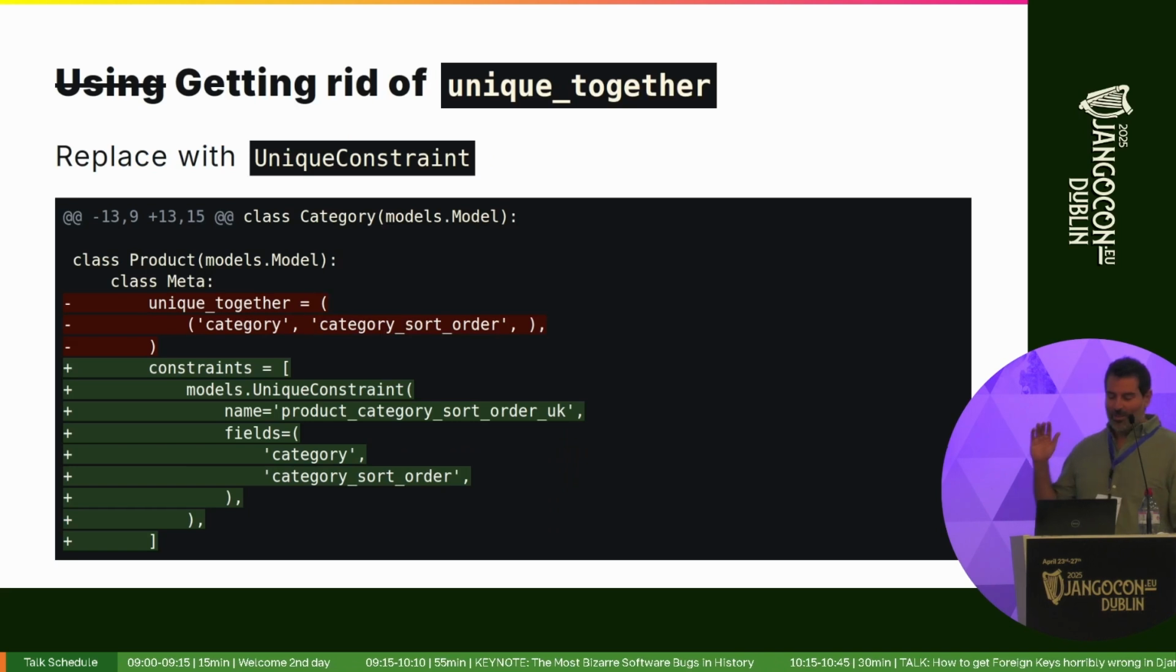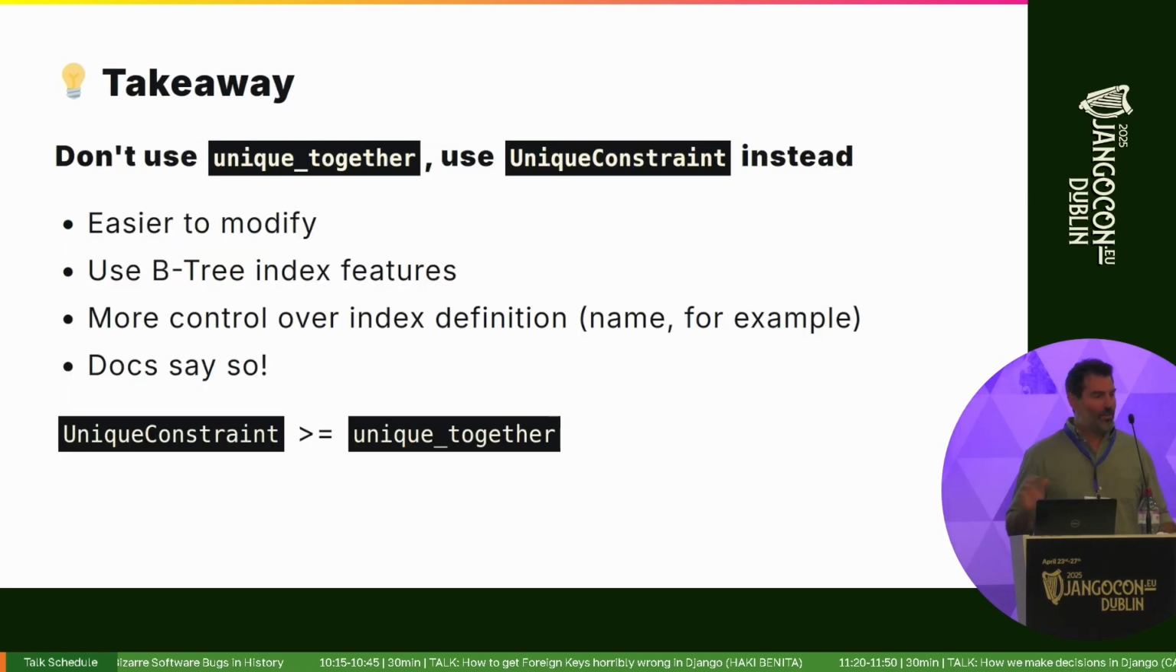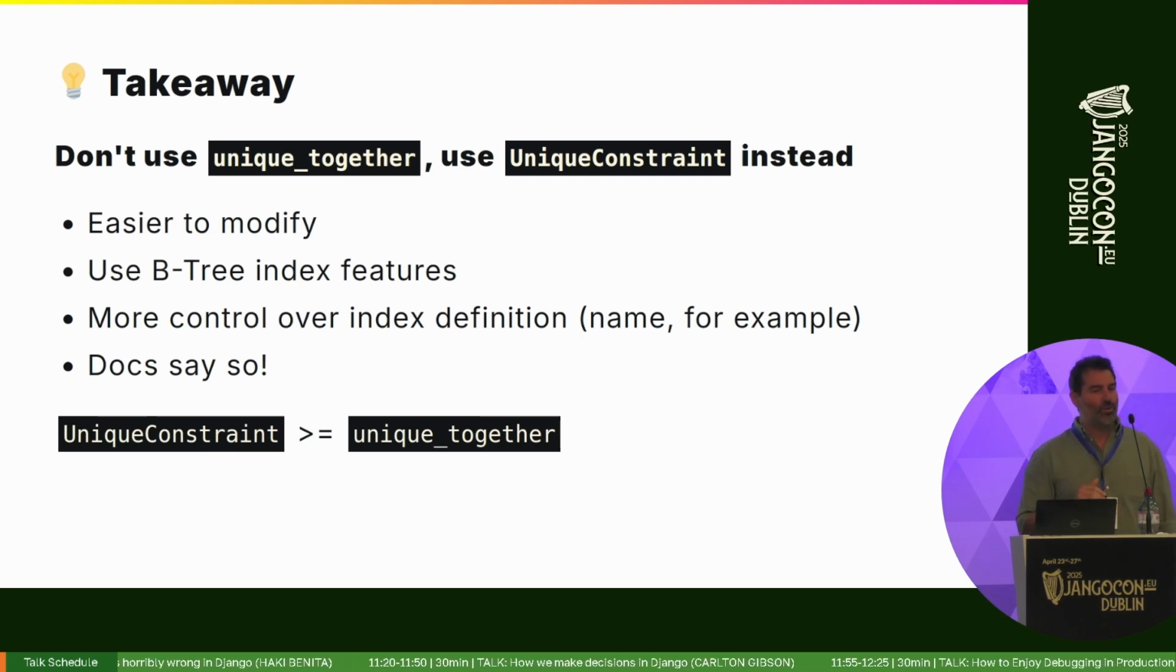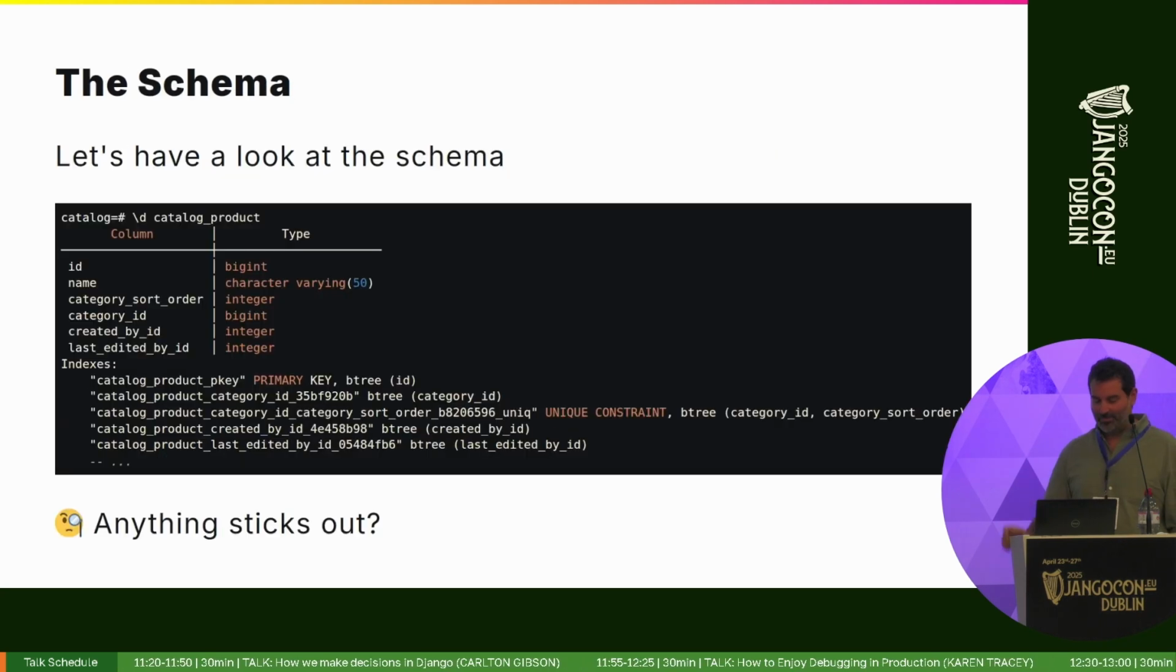So we go to our model, we drop the unique together and replace it with a unique constraint. This is basically the same thing, okay? So the first takeaway, and that's an easy one, you always have to start with something easy. Don't use unique together, use unique constraints, you have better control, and it's encouraged by the documentation, okay?